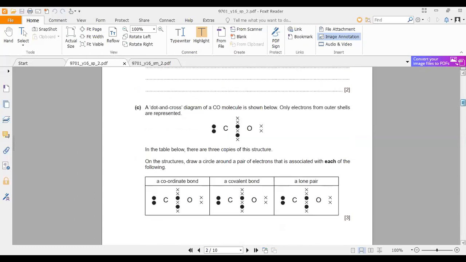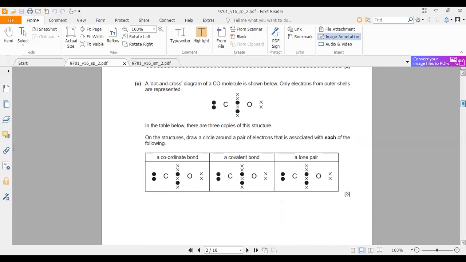Now come to question C. Look at this diagram, and on the structure draw a circle around a pair of electrons that is associated with each of the following: a coordinate bond, a covalent bond, a lone pair. Let us come to covalent bond. When electrons are equally shared between two atoms, at the time this particular bond is known as a covalent bond.